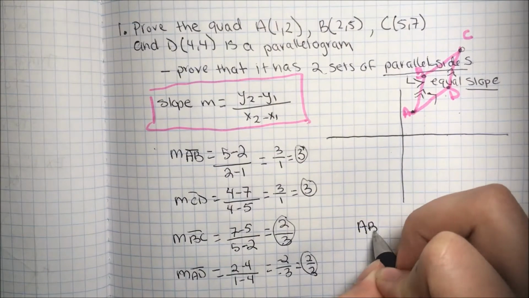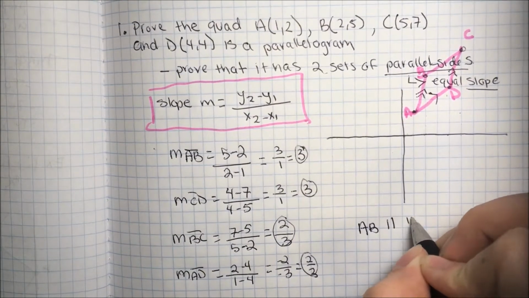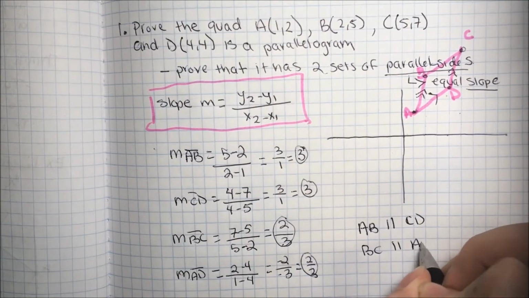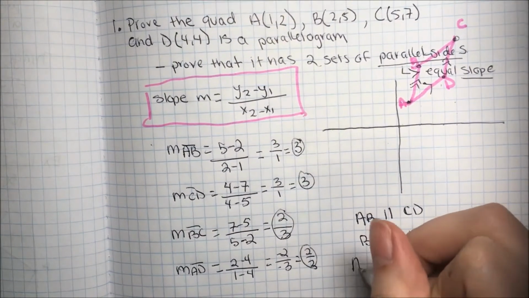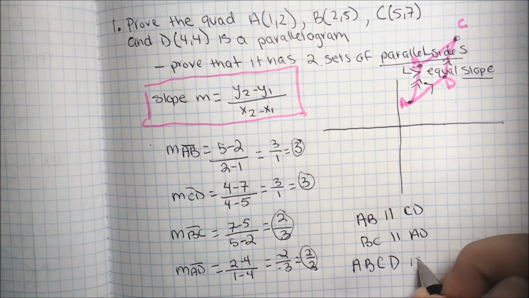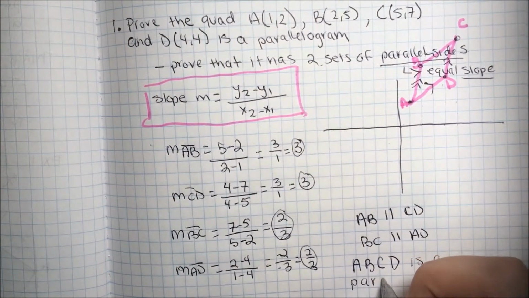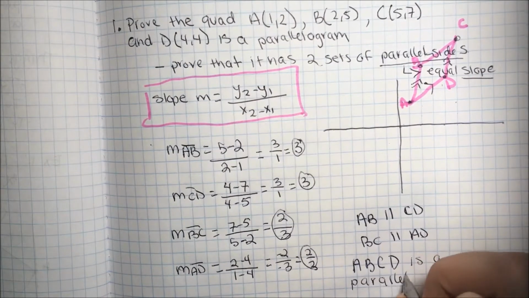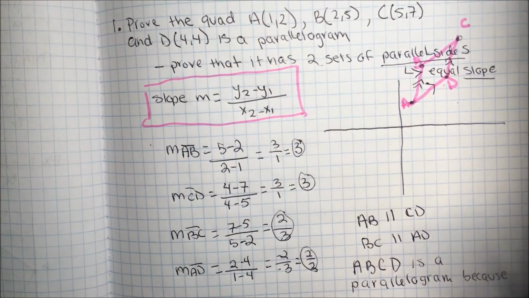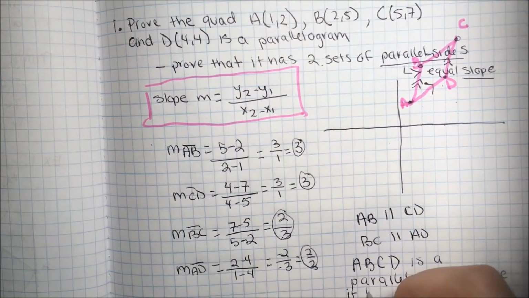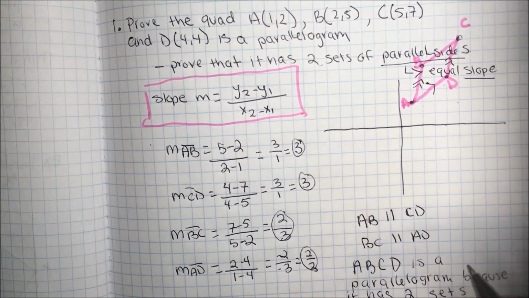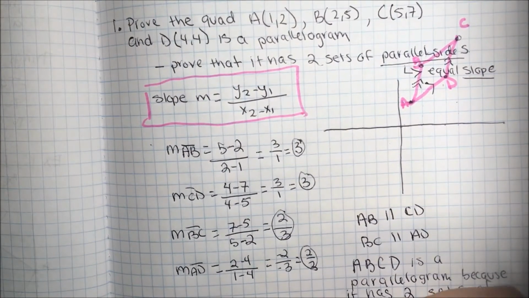So we write AB parallel to CD and BC is parallel to AD. So we can conclude that quadrilateral ABCD is a parallelogram because it has two sets of parallel lines.